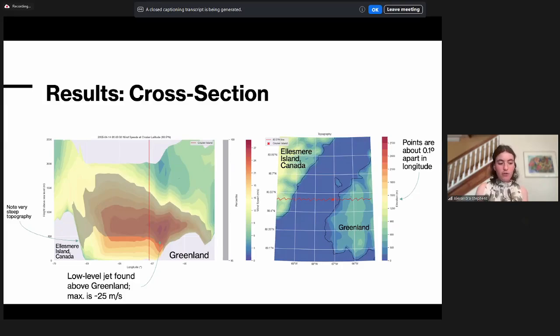In the left plot, we're using the same color bar as in the previous slide's time series plot and the same shading scheme. You'll notice that a lot of the cross-section is shaded. Additionally, you can see the low-level jet previously found in the profile. Its maximum here is found above Greenland, and it's approximately 25 meters per second.